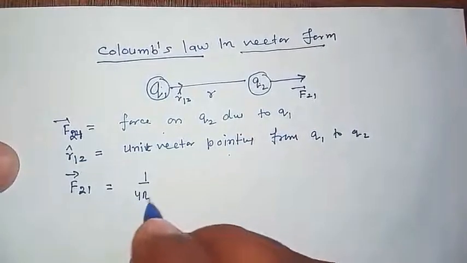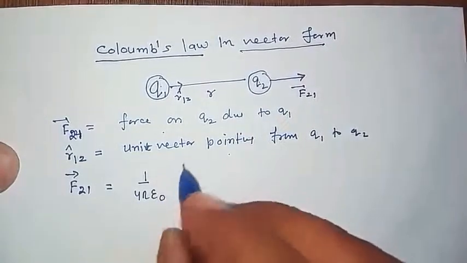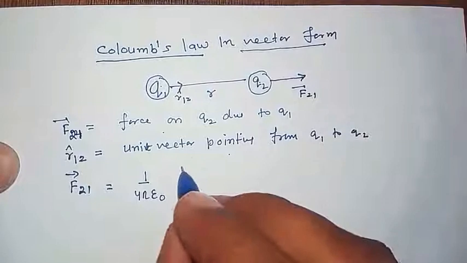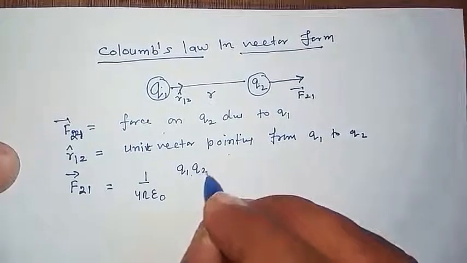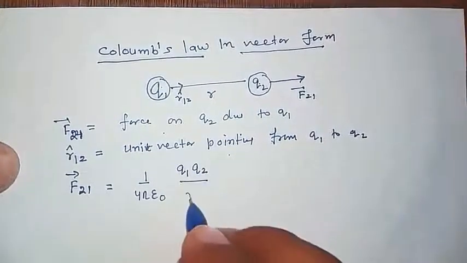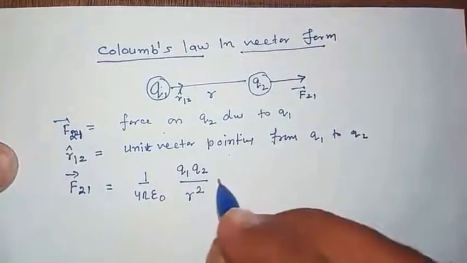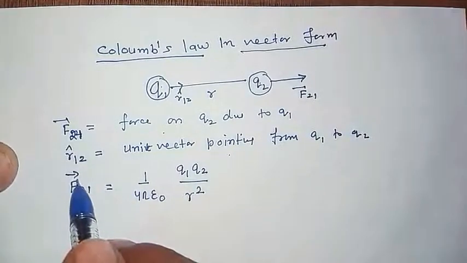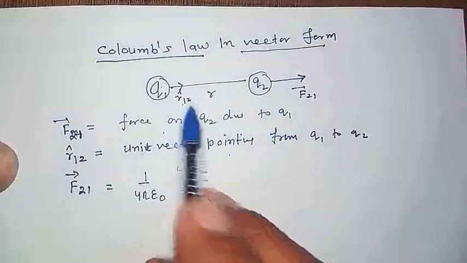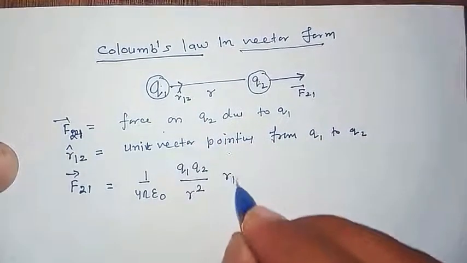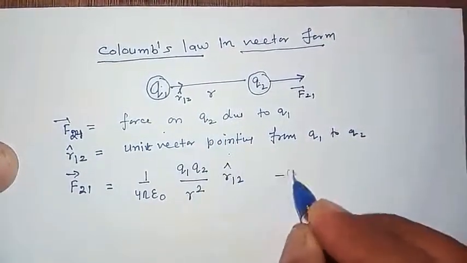Force between the two charges is equal to 1 upon 4 pi epsilon 0, product of charges, that is q1 q2, upon square of distance, r square. As force is a vector quantity, now we have to take the unit vector, and the unit vector is R12.